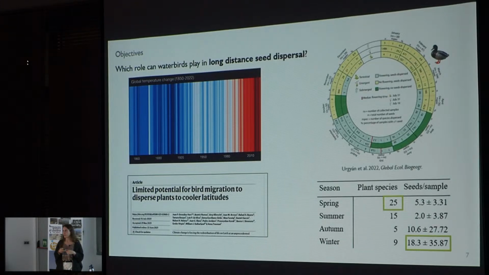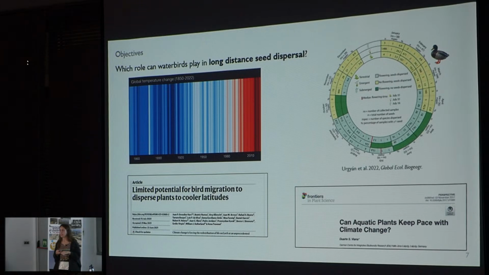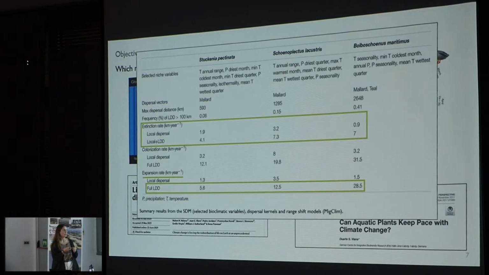So with all this information, the question that arises is if waterbirds could help the plants they disperse to keep pace with climate change. And this was explored by Duarte Viana in this study for 3 aquatic plant species, and he found, in short, that the plants can potentially expand fast enough to reach suitable areas in the future, helped by the waterbirds, having expansion rates higher than the local extinction rates.